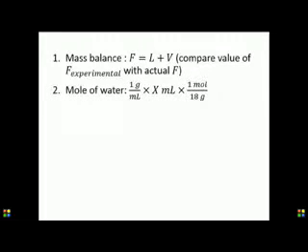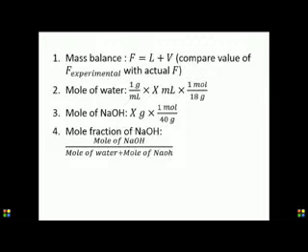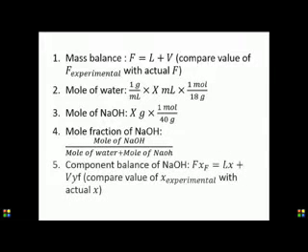Secondly, we calculate the moles of water by using the formula 1 gram per milliliter multiplied by the amount of water used in milliliters, multiplied by 1 mole over 18 grams, and the moles of NaOH by using the mass of NaOH used in grams multiplied by 1 mole over 40 grams. As we have calculated the moles of water and NaOH, we can calculate the mole fraction of NaOH, which is the moles of NaOH divided by the sum of the moles of water and NaOH.